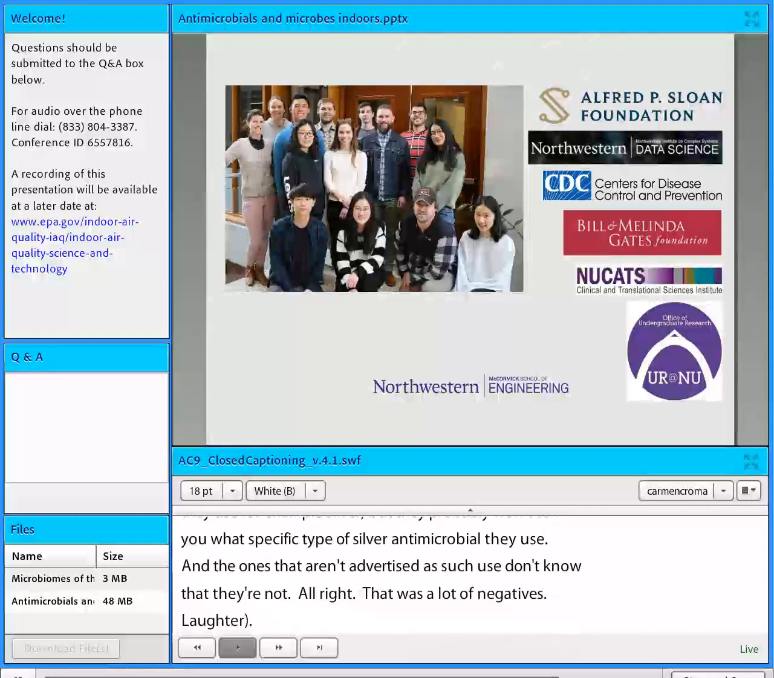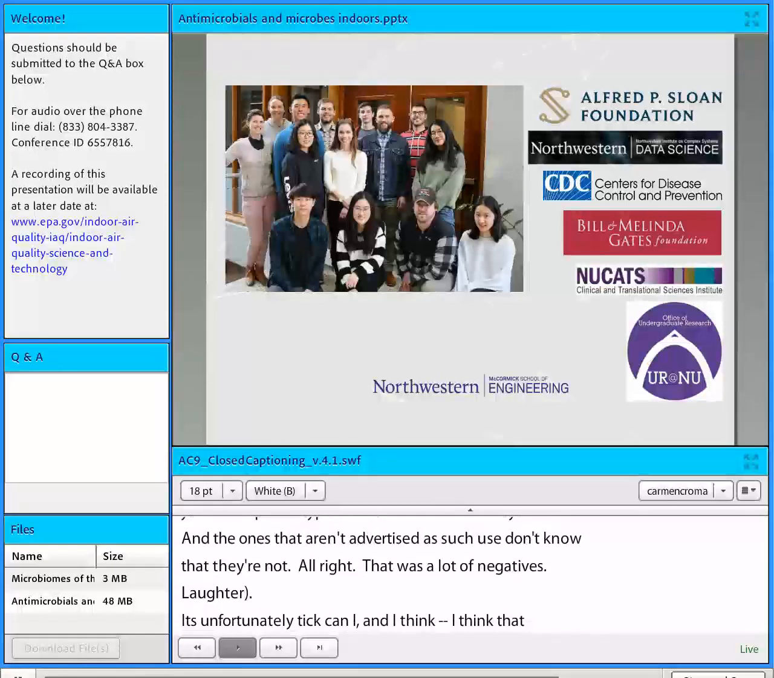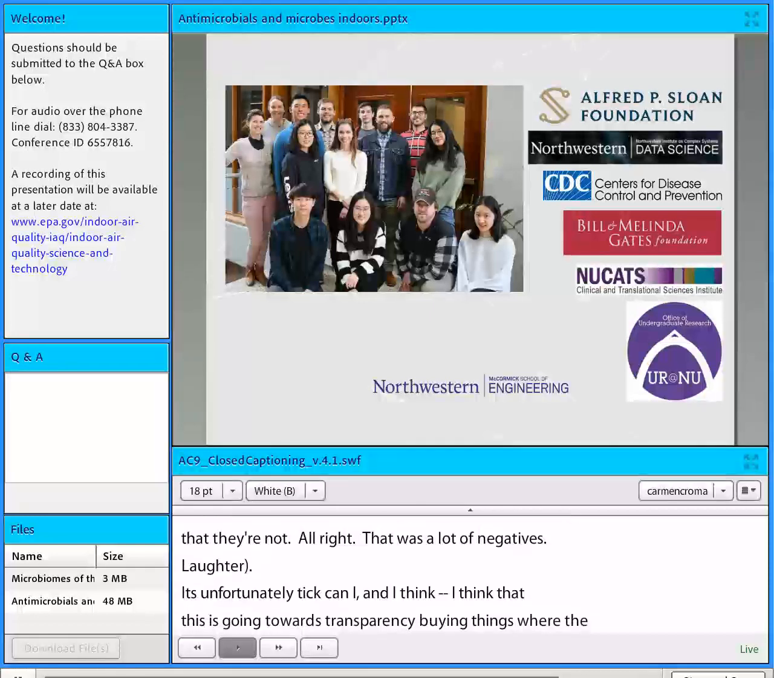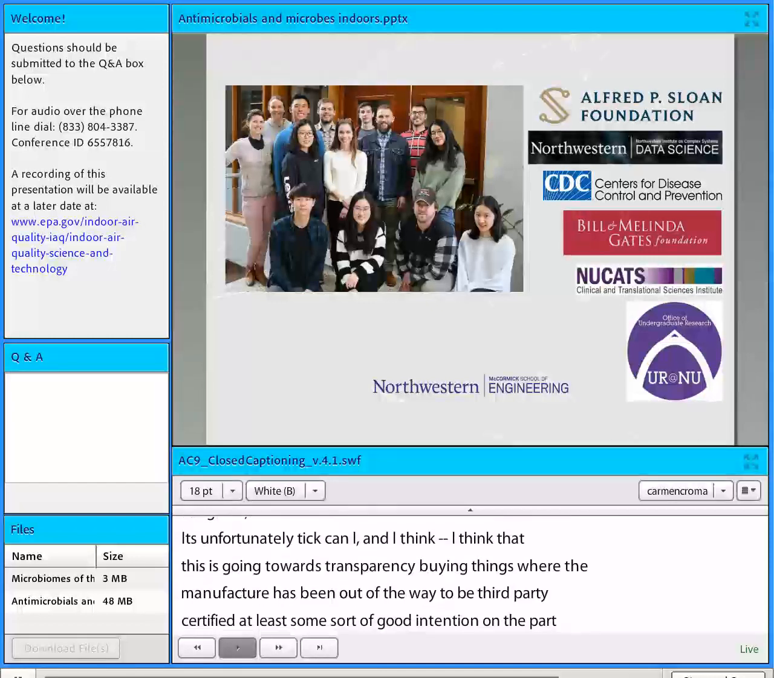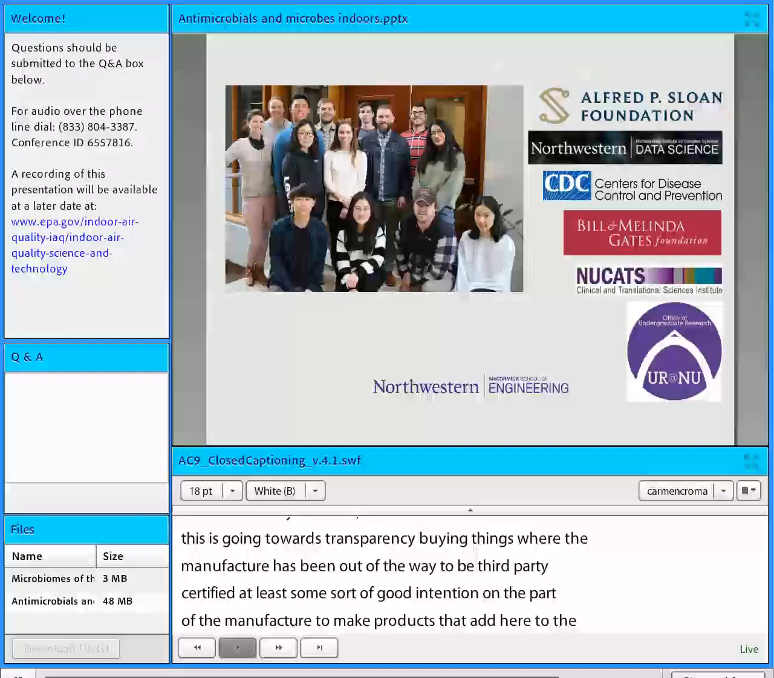So it's unfortunately tricky, and I think this trend towards transparency, and this is really where buying things where the manufacturer has gone out of the way to be third-party certified, at least shows some sort of good intention on the part of the manufacturer to make products that adhere to these standards.